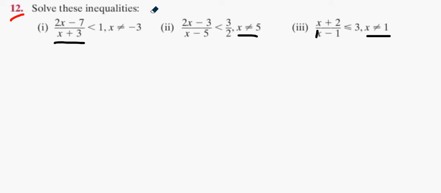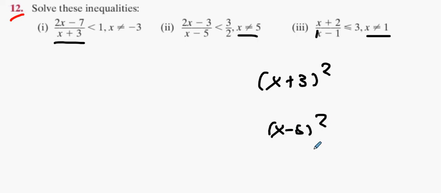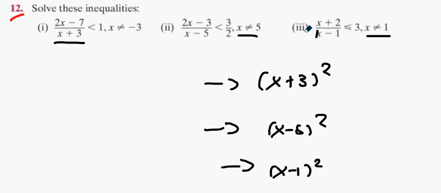Would everybody agree, is this a guaranteed positive number? Is this one a guaranteed positive number? And finally, is this one a guaranteed positive number? Can anybody tell me why I chose these three examples to show you? They're the denominator of each part of this question.